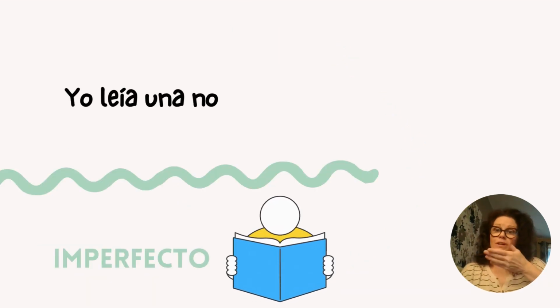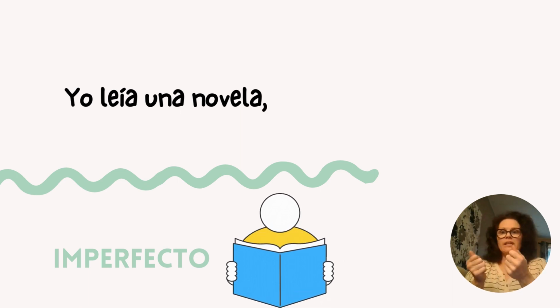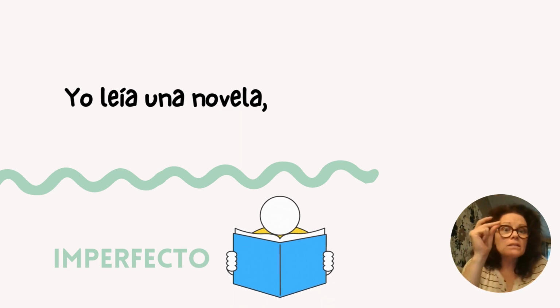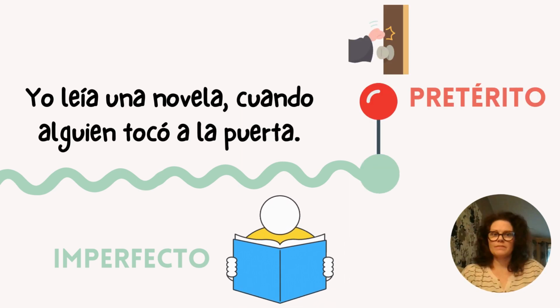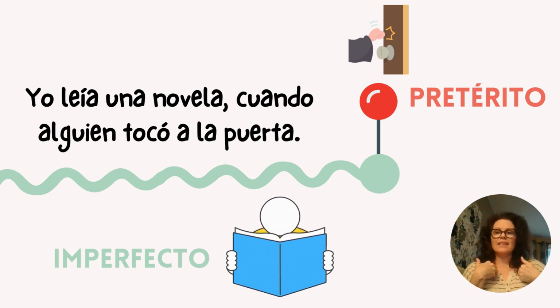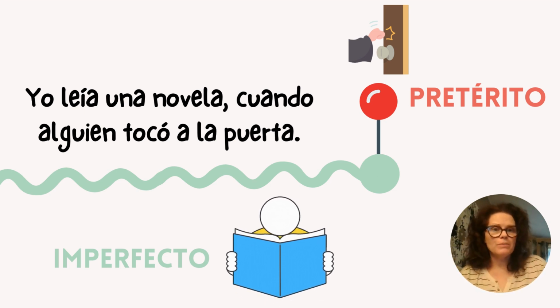Let's say that the progressive action or the action in progress is me reading a book. This is an imperfect action when suddenly there's a knock at the door that interrupts my reading. Alguien tocó a la puerta. The knock is a specific action, so it would be expressed by the preterit.